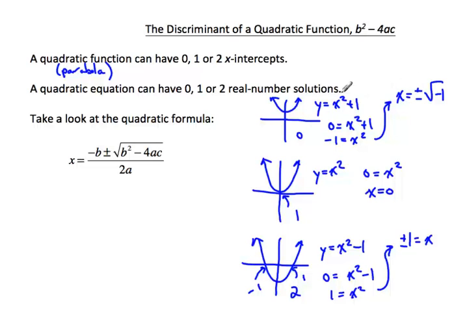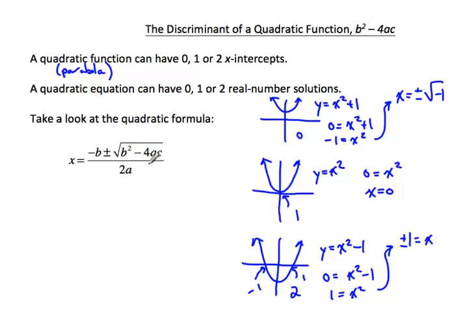So this does not have a real number solution. So we can see that parabolas can have 0, 1, or 2 x-intercepts, and that's the same as saying that a quadratic equation can have 0, 1, or 2 real number solutions. If we restrict our solutions to real numbers, that is numbers that don't have square roots of negatives in them, then these are our options.